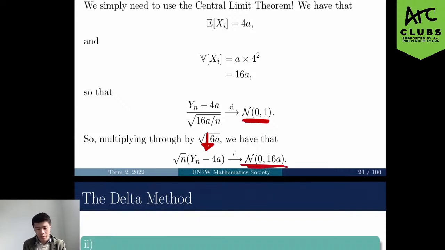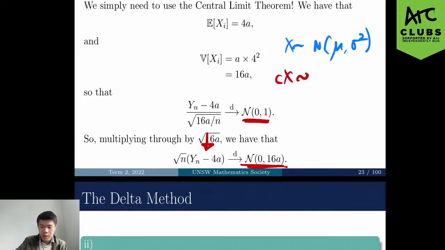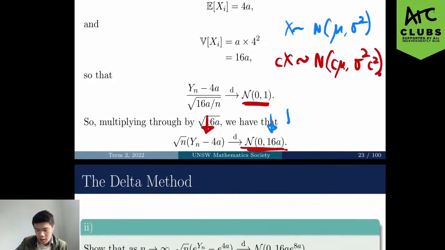And why is it not root 16a? Because we know that if we multiply a normal distribution by a constant, we do multiply the mean by that constant, but the variance has a squared relationship, so instead we get sigma squared times c squared. So we multiply this through by root 16a all squared, which is perfect.